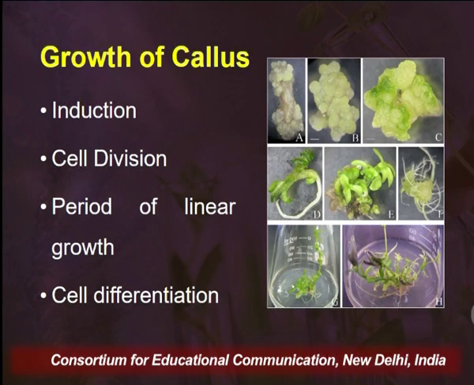And the last phase is cell differentiation. If you want to enter into the cell differentiation phase, then you have to modify the hormonal composition of the culture media, which will lead to the differentiation of the cells into different organs. So, these are broadly the four growth stages of a callus culture.